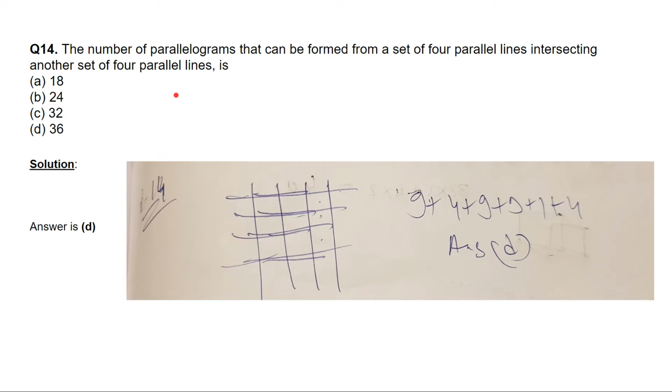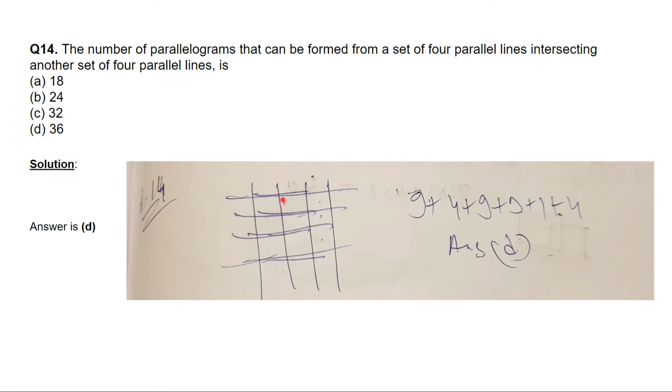Okay, so how many parallelograms will you find if four parallel lines intersect with another set of four parallel lines? In this question, basically, we have to calculate the number of parallelograms that will be formed after four lines are intersected with another four lines. So basically, a parallelogram is a quadrilateral with two pairs of parallel sides. So here we can see one, two, three, and three. So total nine are there.